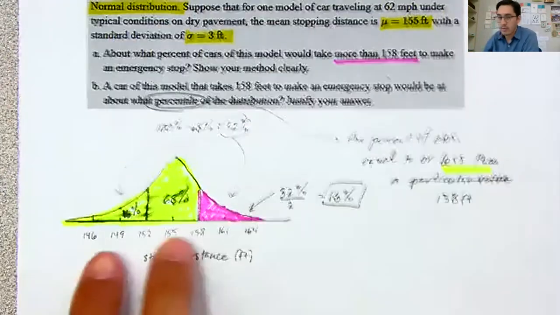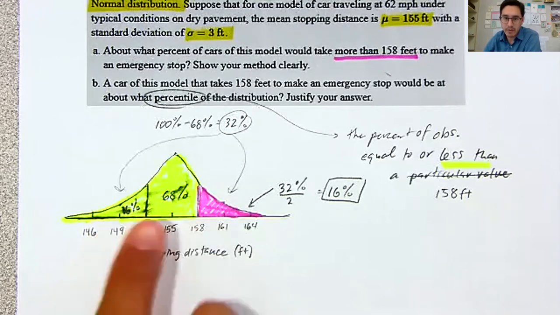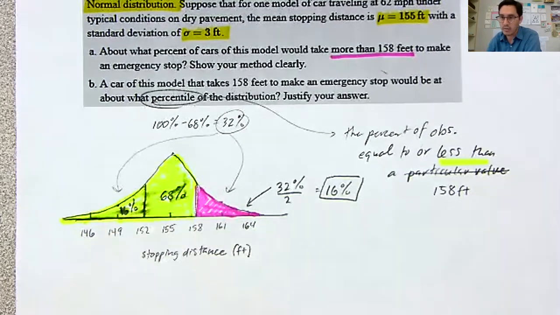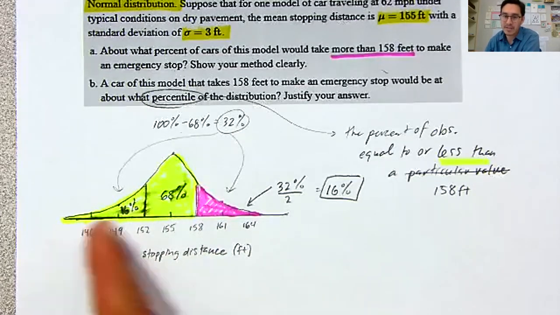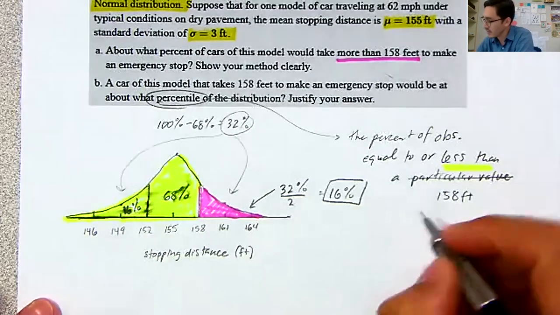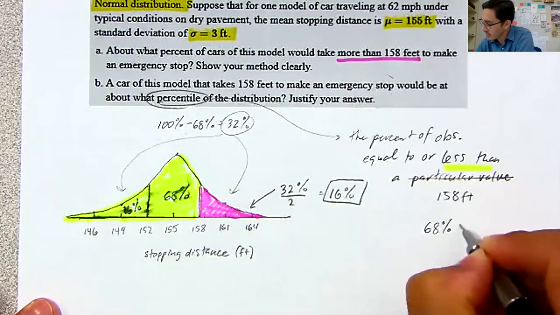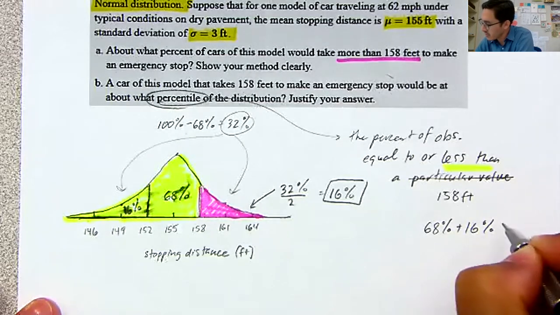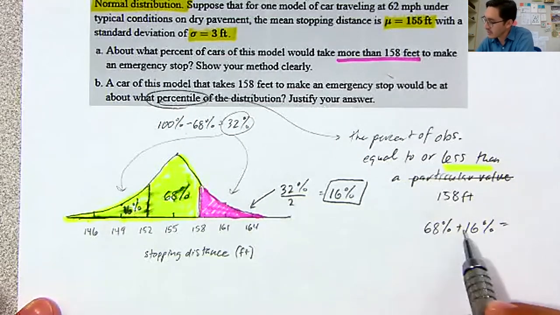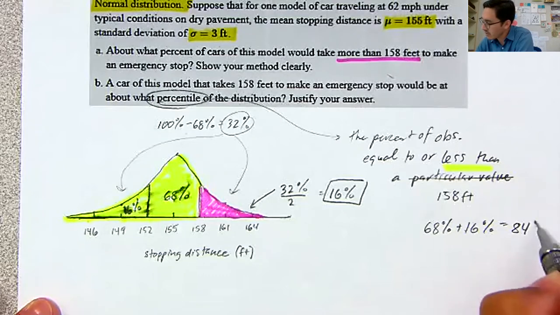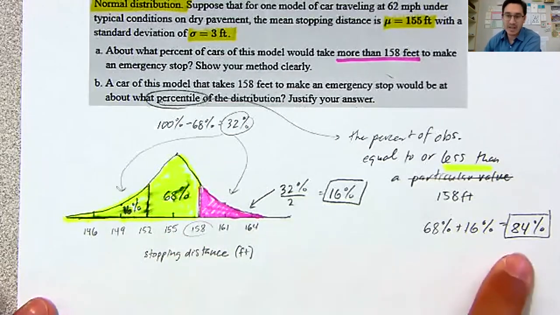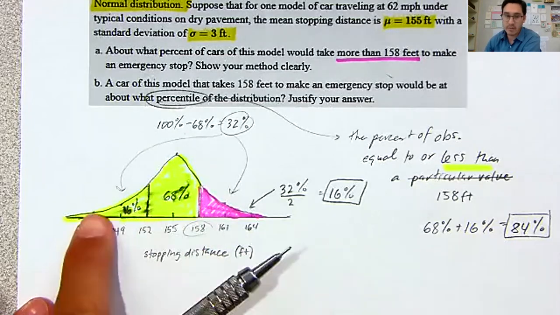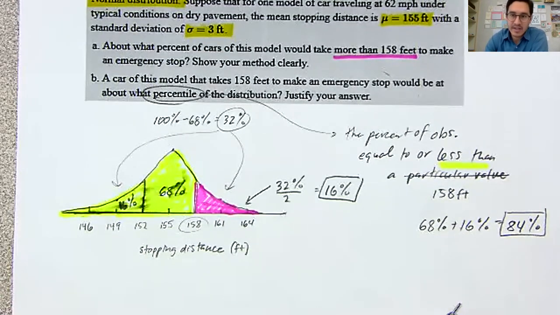All right, so this yellow region here is made up of the 68 and the 16. So we just need to add those two, and that tells us the total percent of cars that would have stopping distances less than 158. Okay, so 68% plus 16% would be 84%. So a car whose stopping distance is 158 would be at the 84th percentile, since 84% of cars would stop in less than that distance.